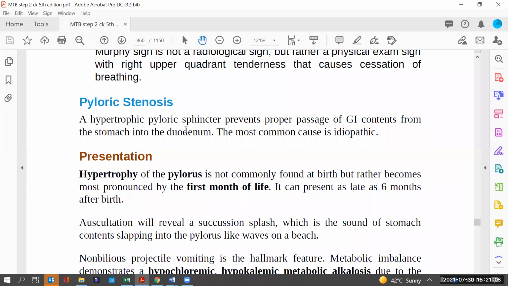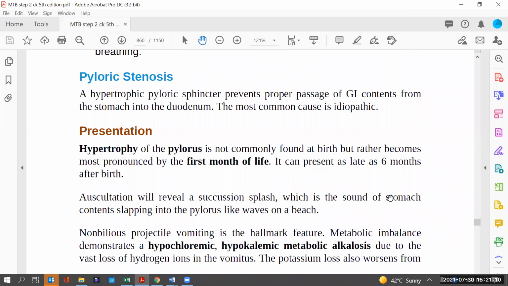Now, auscultation will reveal a suction splash, which is the sound of the stomach contents slapping into the pylorus like waves on a beach. Why? Because the stomach is a wider portion, the fundus is very wide, and the content has to go into the duodenum. If you consider the size of the stomach and the size of the duodenum, the duodenum is very thin. Chyme is already churned food, food that is broken down into pieces, with enzymatic action already done on it. So it is like a liquid coming inside the duodenum.